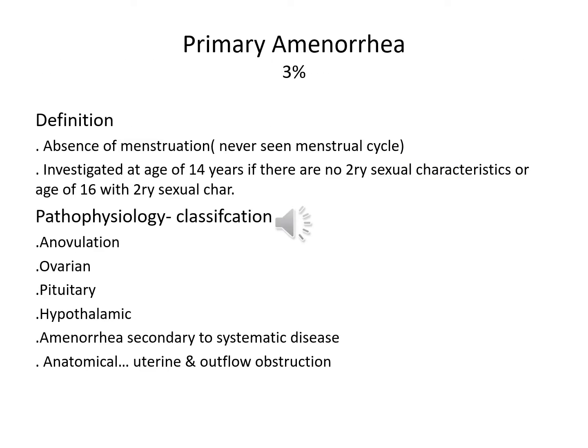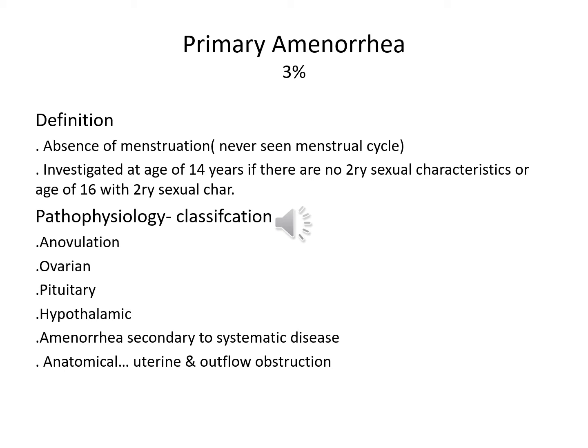Now we will talk about a common reproductive endocrine topic, primary amenorrhea. The incidence is about 3% in the general population. Definition: absence of menstruation, never menstruated before. We start investigation at the age of 14 years if there are no secondary sexual characteristics, or at the age of 16 with any secondary sexual characteristics.